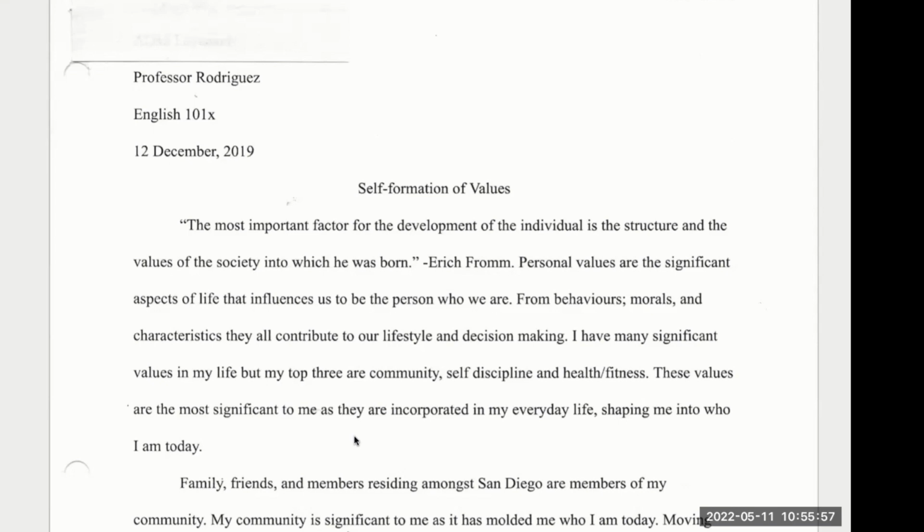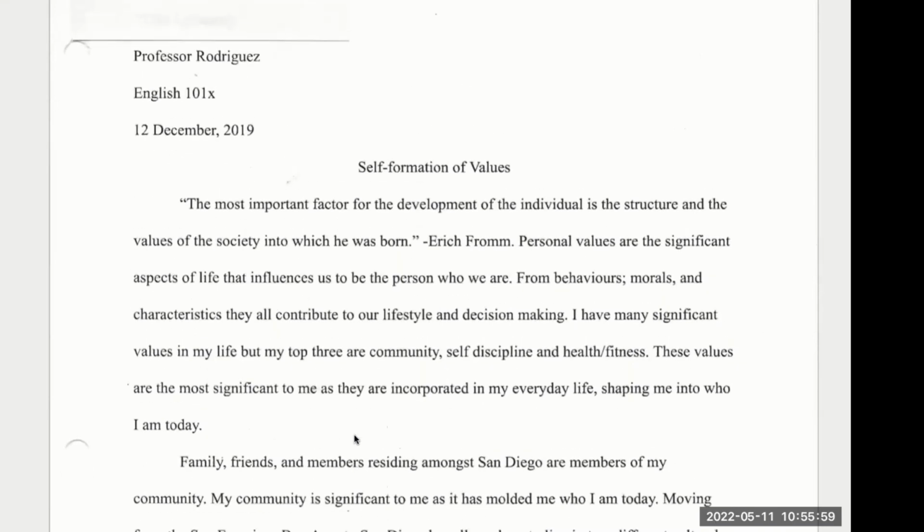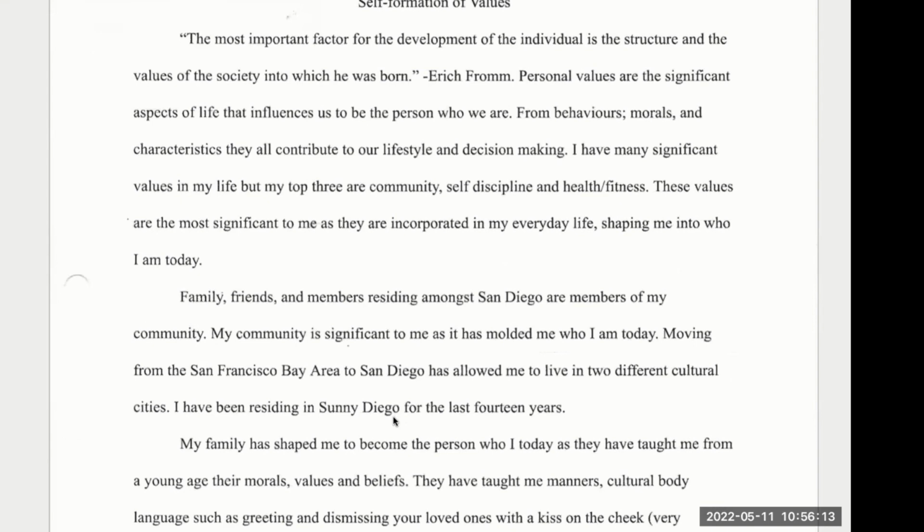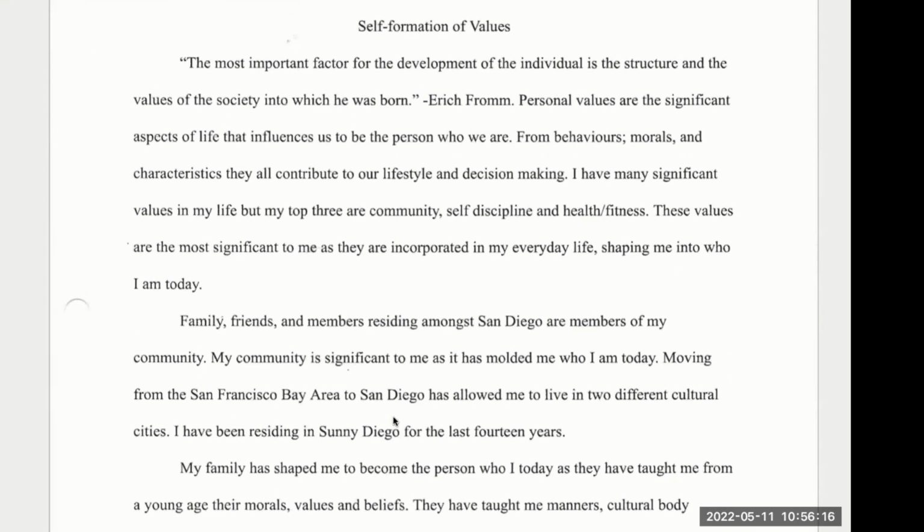It's a short introductory paragraph, but she gets to the point and she tells us where we're going, right? The very first thing that the student mentions, I say she, I don't know if it's a she, is what? Community. So what does this student write about? Well, she tells us that she's going with community in her thesis statement. Then in her topic sentence, she mentions it again: Family, friends, and members residing amongst San Diego are members of my community. So we know that she mentioned community, now she's going to talk about community.